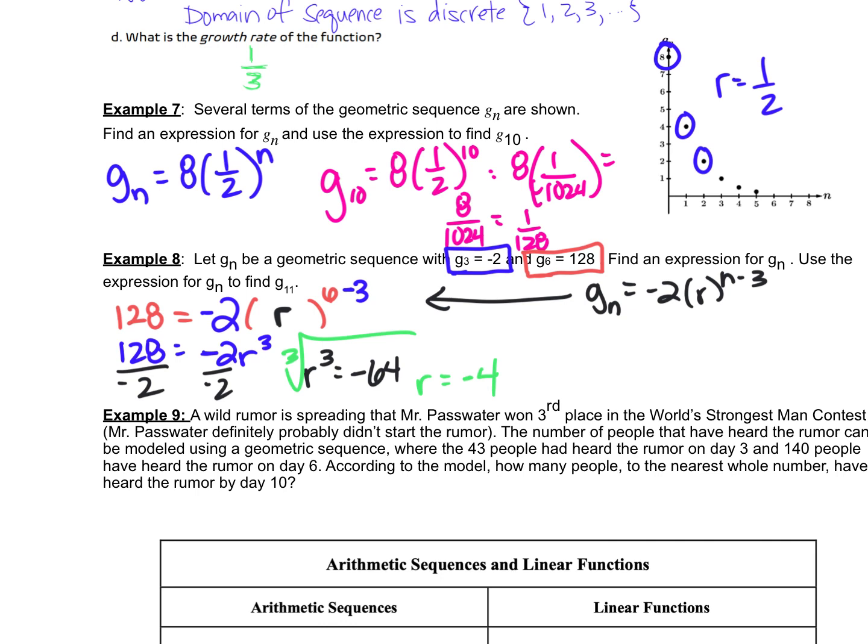Now we want to go back to this generalized expression that we wrote to start with, g sub n equals negative 2. Now I know r, negative 4 to the n minus 3. So there's my general equation. And then use that equation to find g sub 11, or find the 11th term. Negative 2 times negative 4 to the 11 minus 3. We'd use our calculator to do that. You get a pretty decent sized number there.